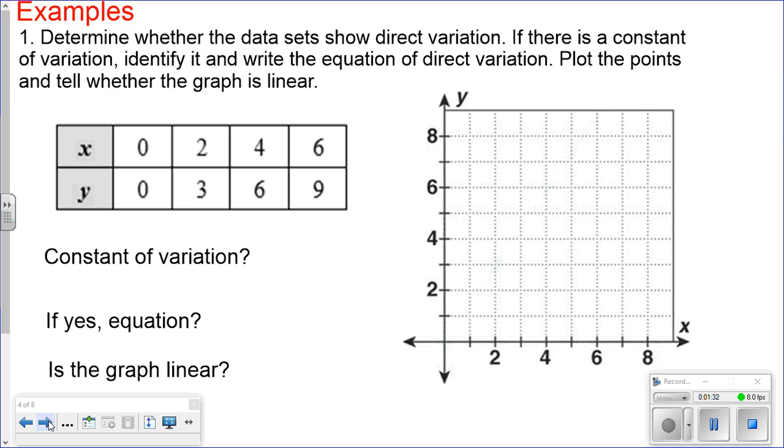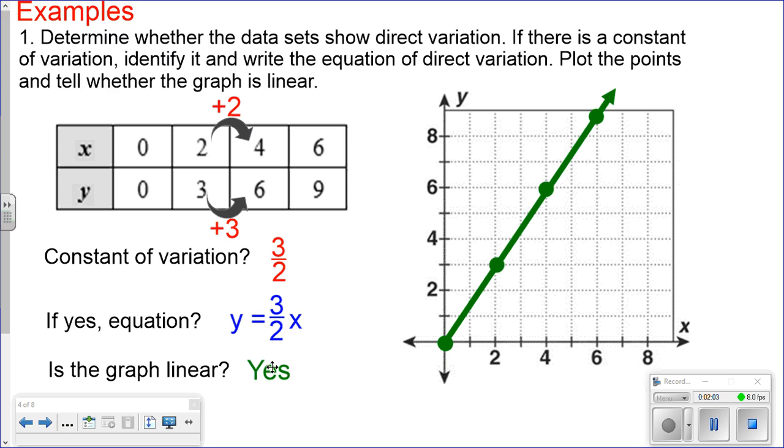Examples. Determine whether the data set shows direct variation. If there's a constant of variation, identify it and write the equation, plot the points, and tell whether the graph is linear. So what is our constant of variation? We find it the same way. Take the change in y over the change in x. So the change in y is 3, change in x is 2. The equation is y equals 3/2 x. And is it linear? Yes. You can see that we are starting at 0, 0, and we go up 3, right 2.